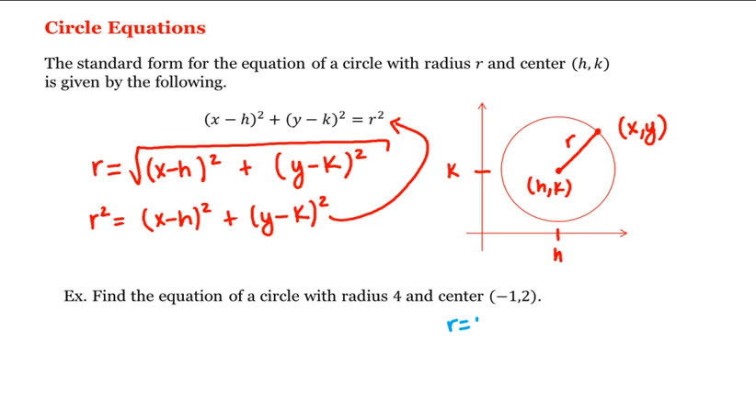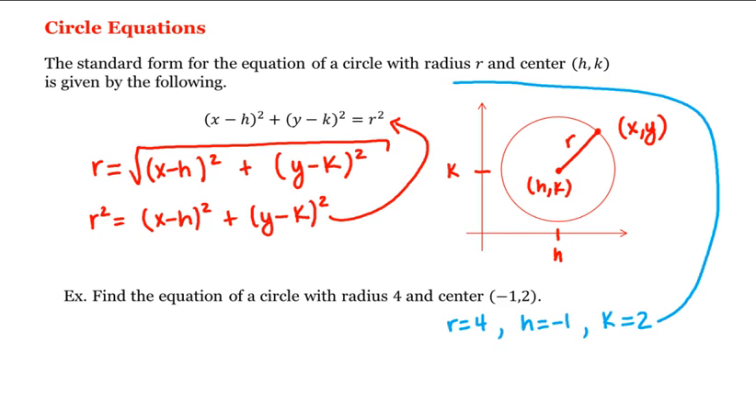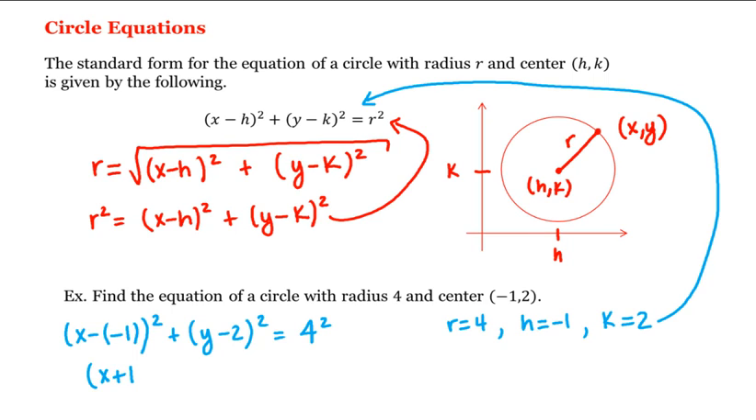So the radius r is equal to 4. The x-coordinate of the center, h, is equal to -1, and the y-coordinate of the center, k, is equal to 2. So let's plug those values into our standard form here, which gives us (x - (-1)) squared plus (y - 2) squared is equal to 4 squared, or (x + 1) squared plus (y - 2) squared is equal to 16, which is the equation we're looking for.